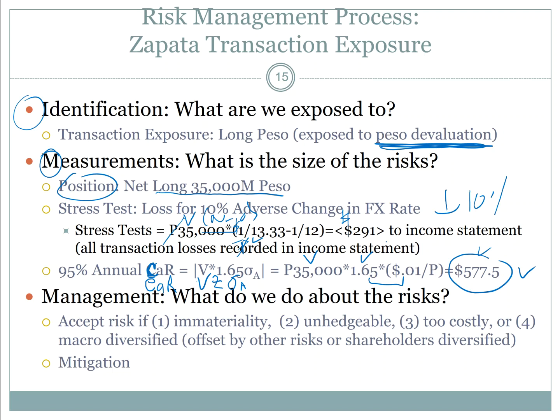Now, what should we do about the risk? Well, they could decide to accept the risk because it's immaterial, it's not big enough. They could accept it because it's not hedgeable, or because it is hedgeable but it would be too costly. Or they could accept the risk because we have peso exposure and euro exposure and pound exposure and yen exposure, and we think we're diversified across the globe. Let's pretend that Zapata is not that well diversified and this risk is not that hard to hedge. It's not too costly to hedge. It's not immaterial. So let's go ahead and decide to mitigate it.